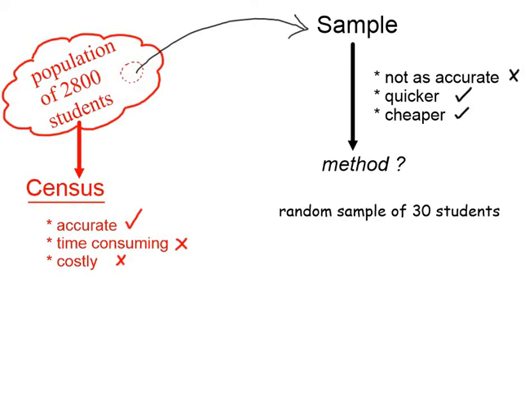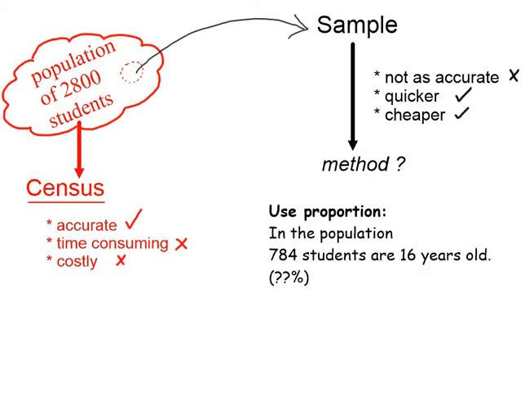We could take a random sample of 30 students. Again, we would need a list of all of the student names, and this would be called a simple random sample. We could use a method based on proportion.